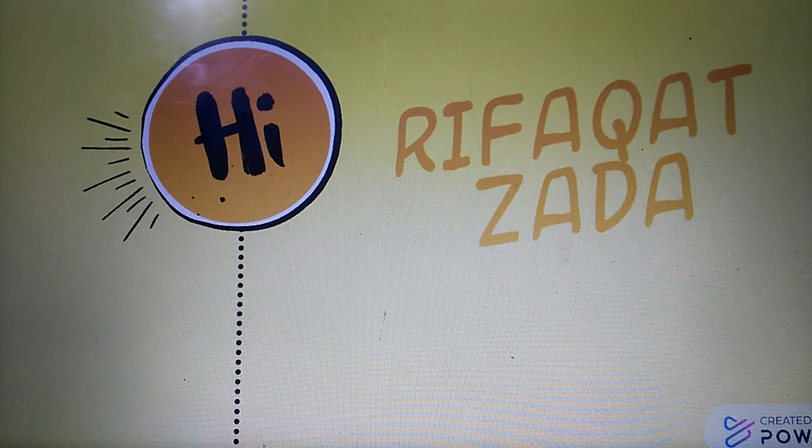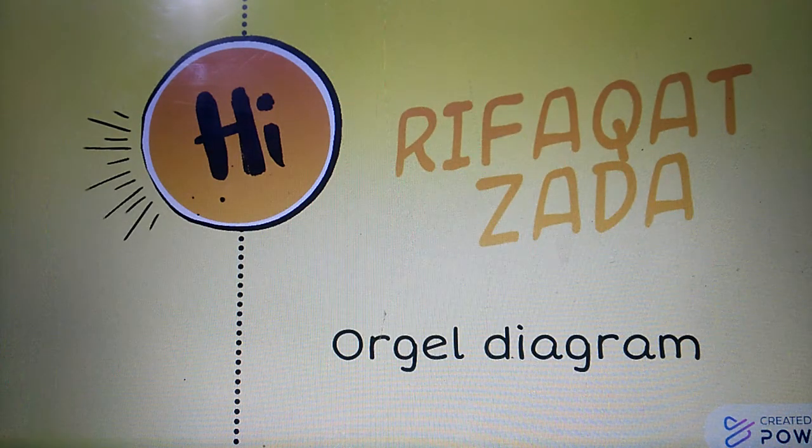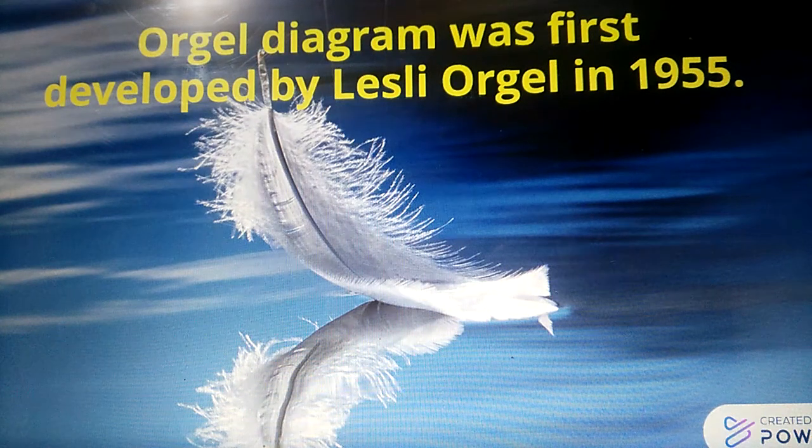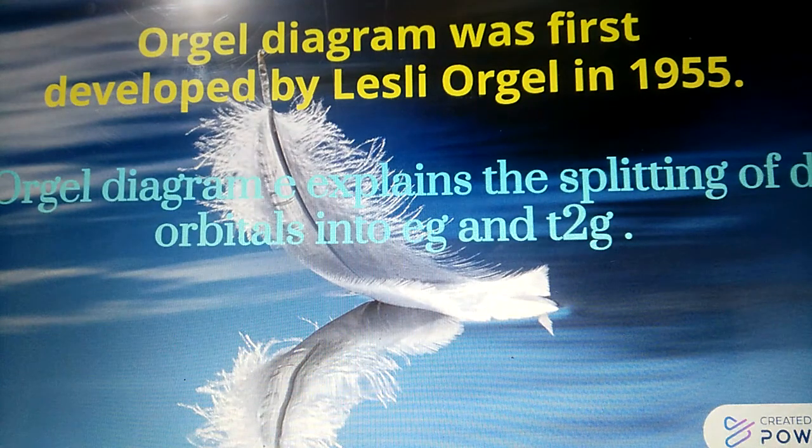In this video, I shall discuss the Orgel diagram. Orgel diagram was first developed by Leslie Orgel in 1955. Orgel diagrams explain the splitting of d orbitals into Eg and T2g.